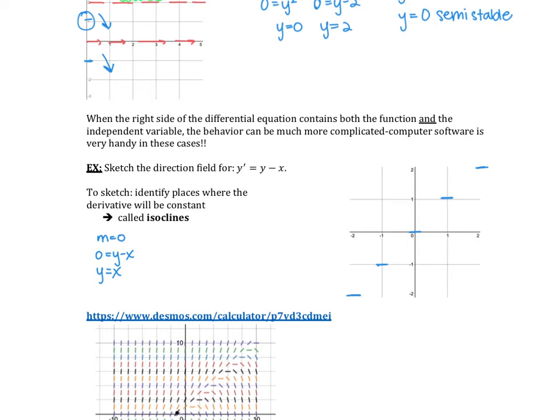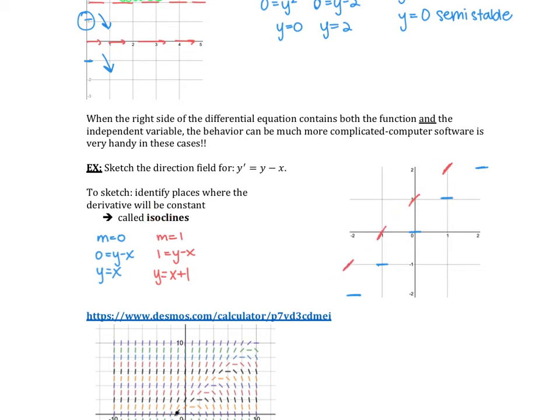Well, I can look at another one. Let's do m equals 1. When m equals 1, I have 1 equals y minus x, which means that I get y equals x plus 1. And if we look at the slope of 1, y equals x plus 1 would be a line that would go through these points. Well, the slope is going to be 1, so I'm going to have a slope of 1 like this. And we could continue on building our different constant places where the derivative would be constant, and we could keep going.